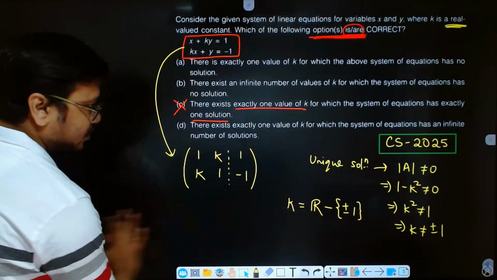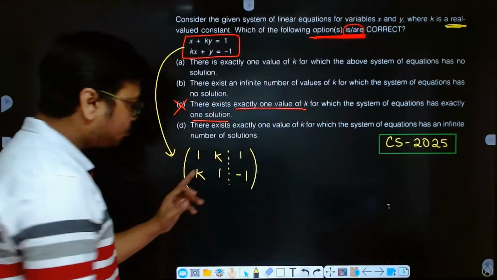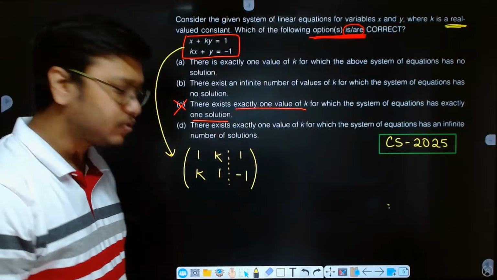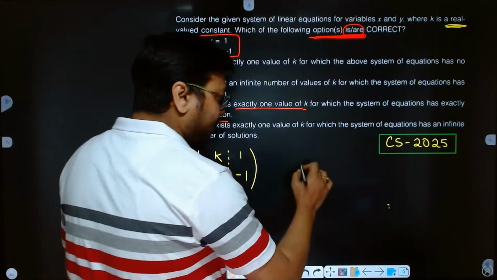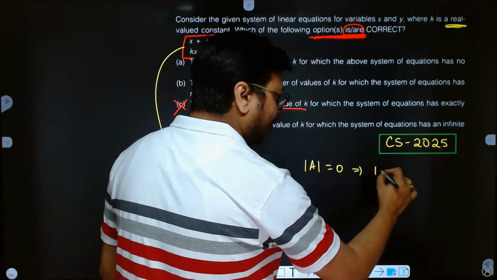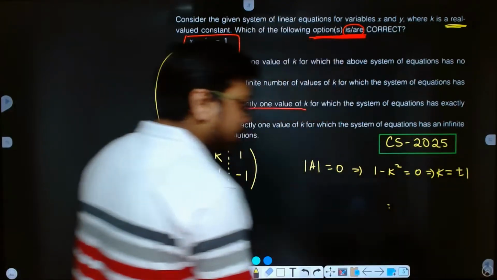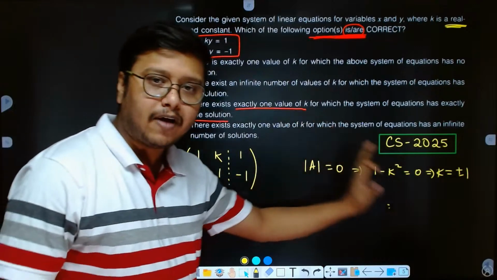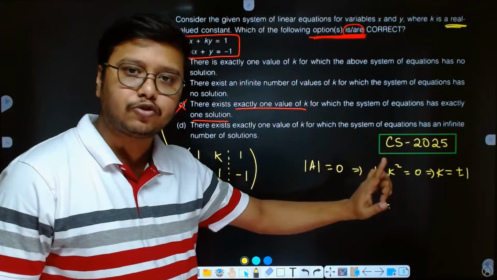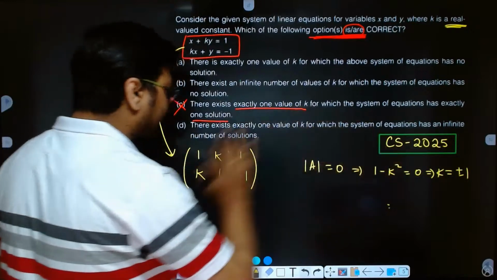So now the unique solution case has been studied. We don't want this anymore. Now we want to go to the case where we are getting infinite solutions or no solution. For that, the first criteria would be determinant equal to 0. Determinant equal to 0 would be 1 minus k square equal to 0, that would be k equals plus minus 1. So for infinite solutions, the determinant has to be 0, which means k value plus minus 1.